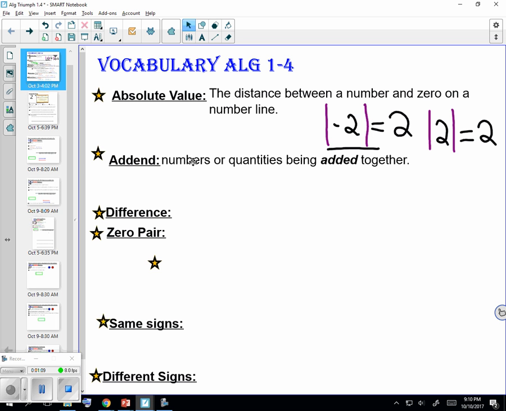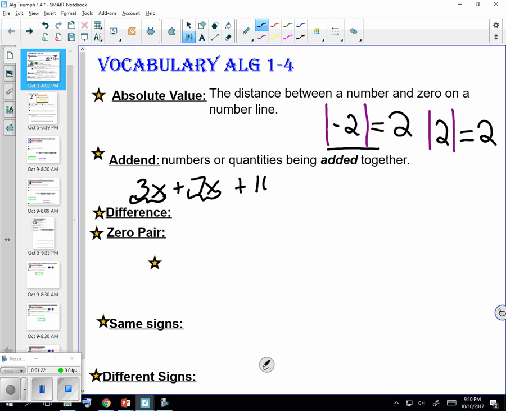Addend: numbers or quantities being added together. In 3x plus 7x, my addends are 3x and 7x. If I said plus 10 plus 4, I'd have 2 additional addends, 10 and 4.